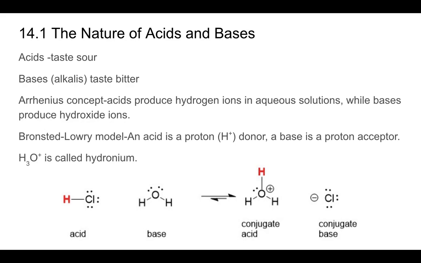Now, if we think of the things on the right and the left that are related to each other, the HCl is related to the Cl- by the fact that HCl has the H+ and Cl- doesn't. The water is related to the hydronium by the fact that the water doesn't have the H+ and hydronium does, but otherwise they are the same chemical species, just one of them has H+ and one of them doesn't have H+.